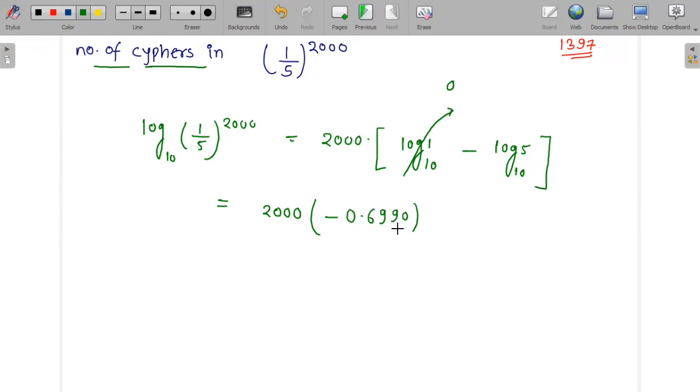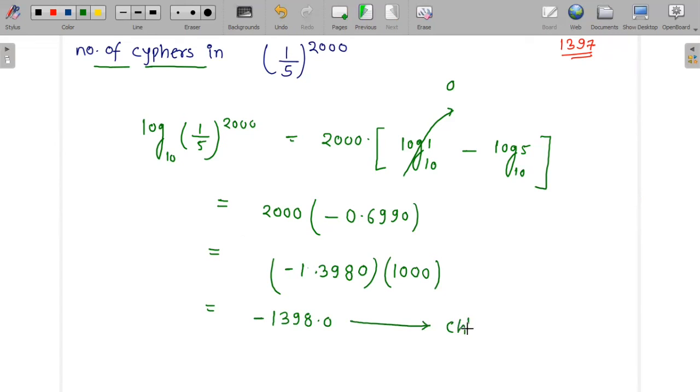0.6990. Now multiply this number. First of all, multiplied with a 2, you'll get 0. Then we have a 8. Then we have a 9. And then we have a 13. All right. So now you may multiply that number with 1,000. Multiplying with 1,000 is just like shifting the position of decimal point. So we have -1398.0. Correct.